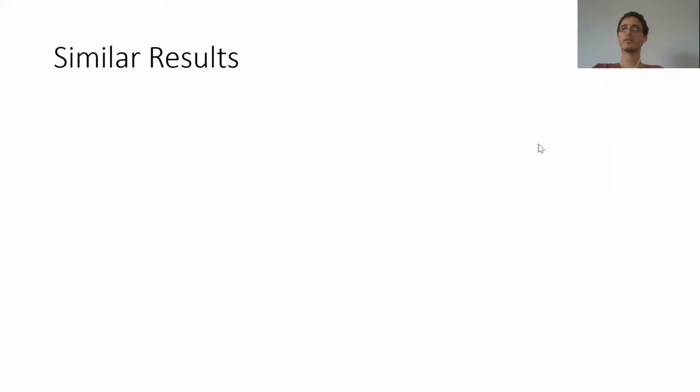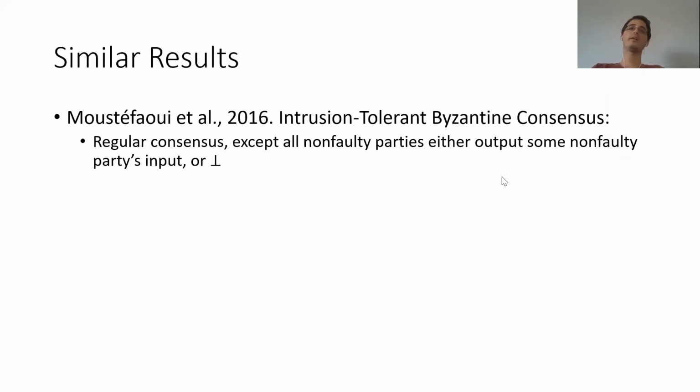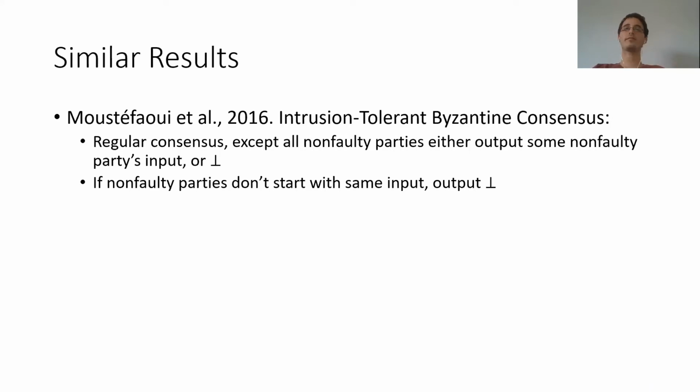We can compare this result to similar results dealing with multi-valued Byzantine agreement. In 2016, Mostéfaoui et al. showed an intrusion-tolerant Byzantine consensus protocol. This is basically regular consensus, except all non-faulty parties either output some non-faulty party's input or output bottom. The issue is that if the non-faulty parties don't start with the same input, the adversary can always cause them to output bottom.